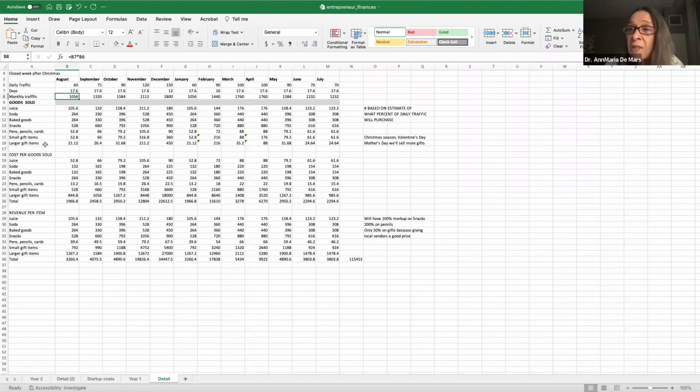Then I put down all the different things I thought we would sell. And again, this is an assumption. The nice thing about this is you can change this and the whole thing will change and you can see. So I said, here's all the different things we're going to sell: some juice, soda, baked goods, some snacks, pens, pencils, cards, envelopes, stuff like that. Some little gift items and some large gift items. And then I said, what percent of people that walk through the store or walk by the store in the average day would buy those?